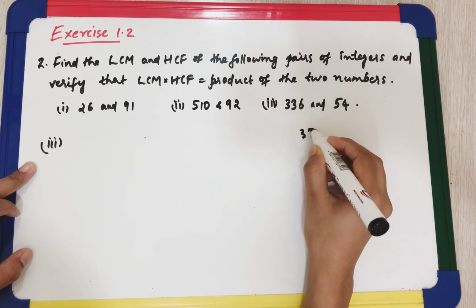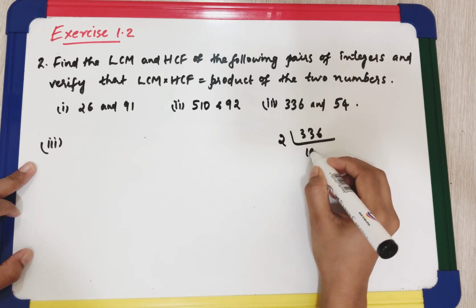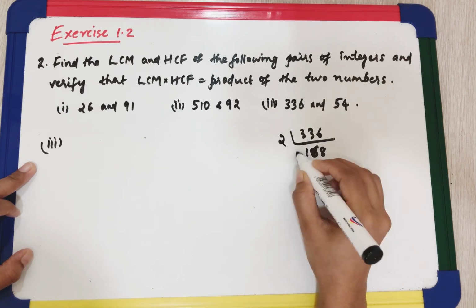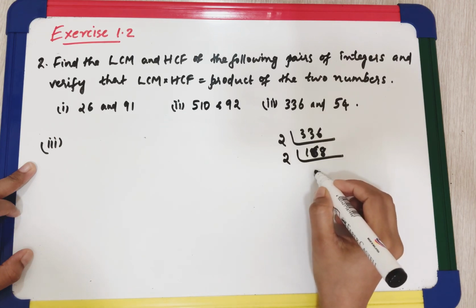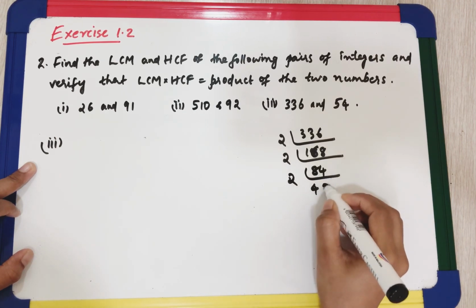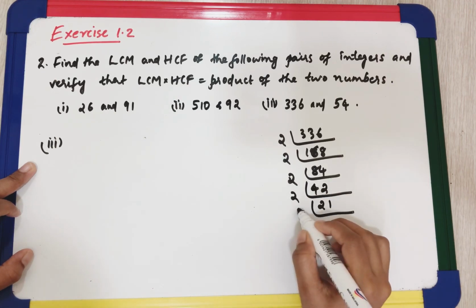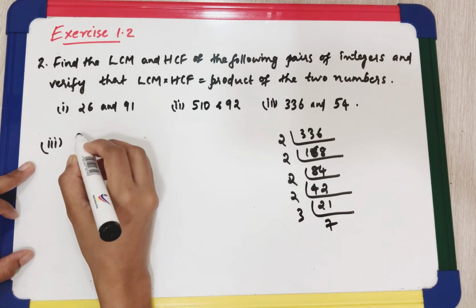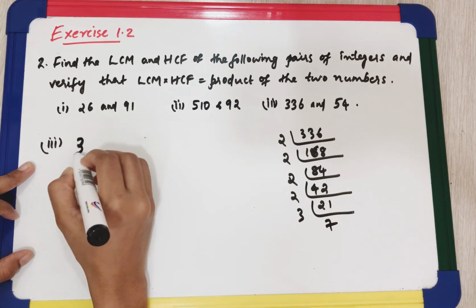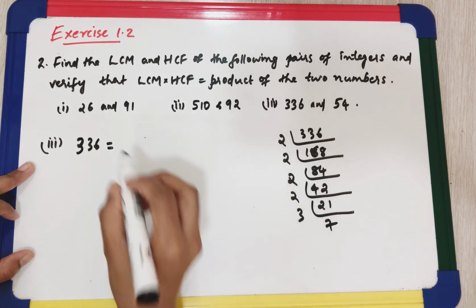Now factorization of 336. The smallest prime factor is 2, which gives 168, again 2, 84, again 2, 42, again 2, 21, 3, 7. Therefore, prime factorization of 336 is equal to 2 raised to 4 into 3 into 7.